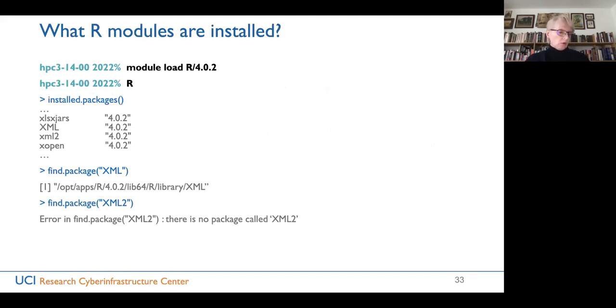For R, there are also very few commands that one needs to use. Again, we load the module, we start R, and then we just say find packages, and if the package is found, you will see one type of output, and if the package is not available, you will see an error message.